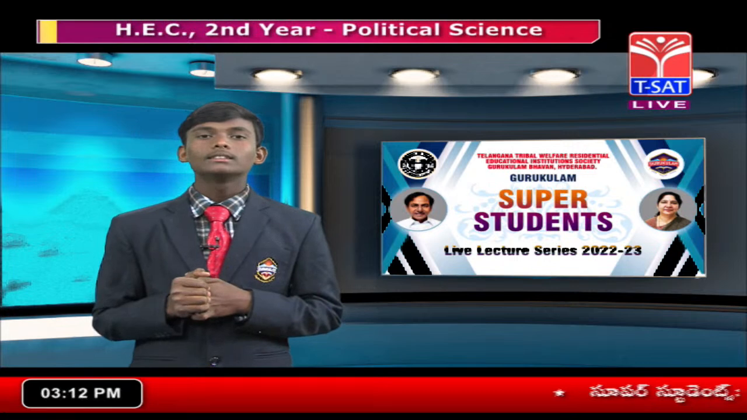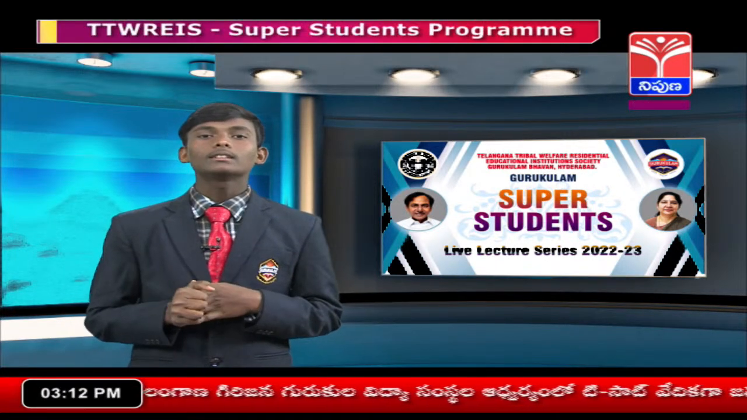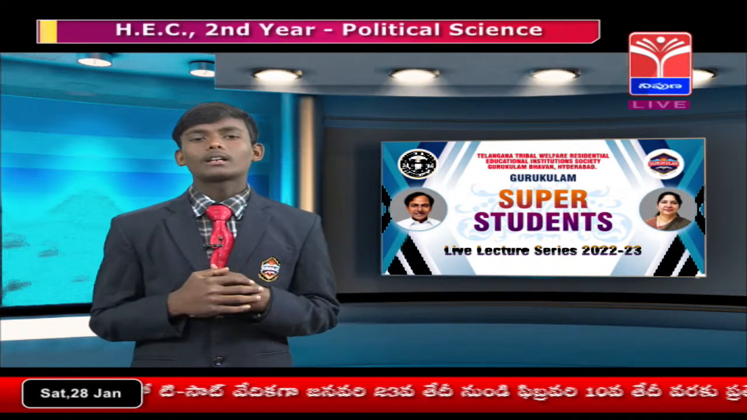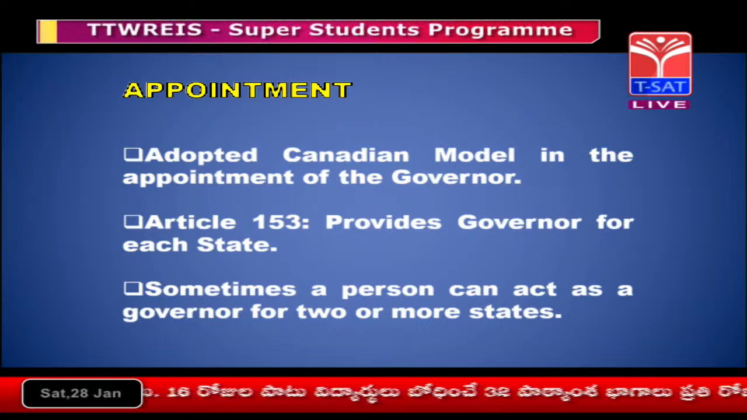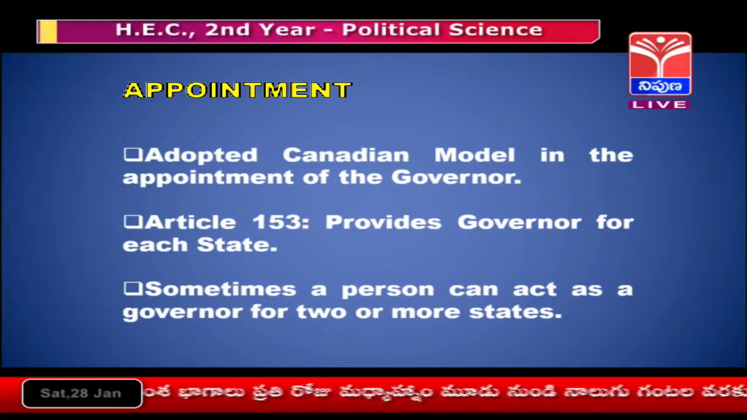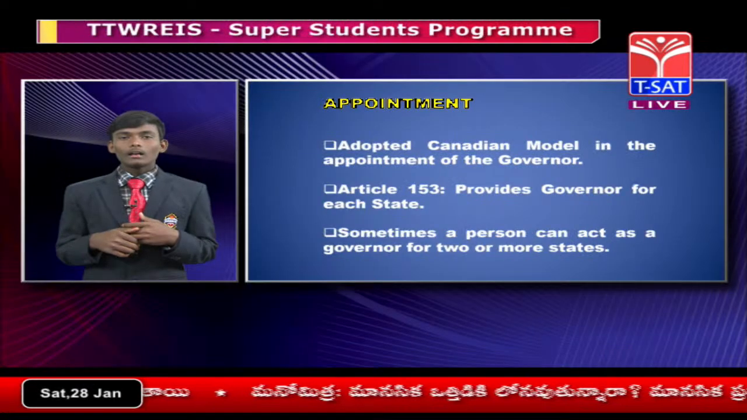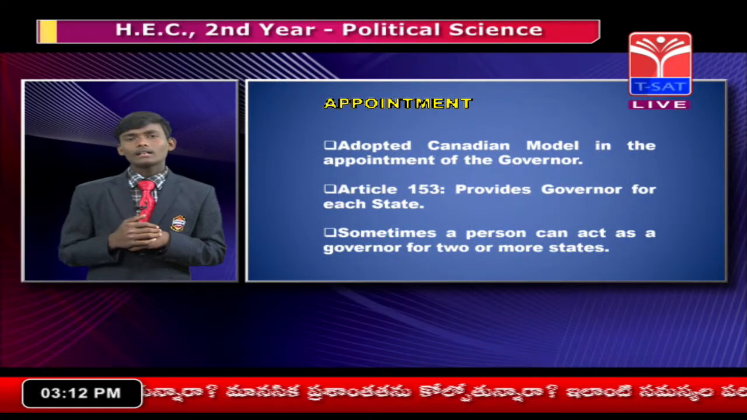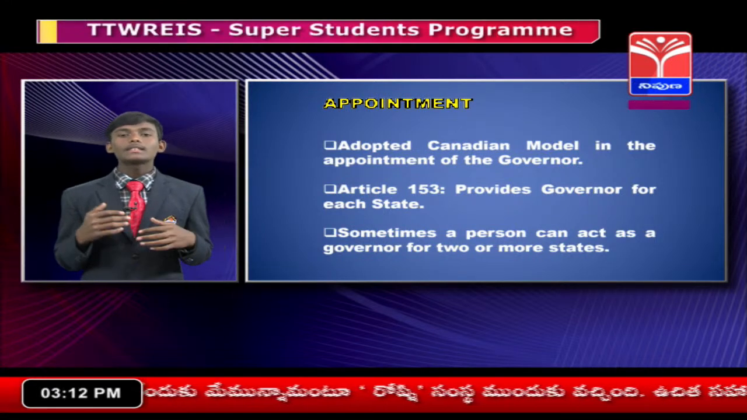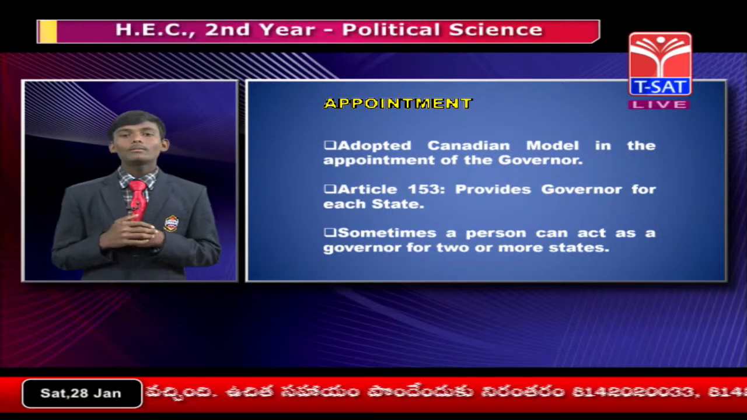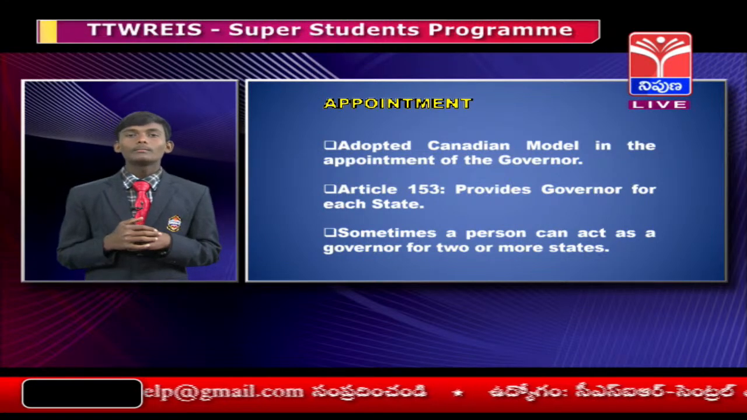These are the introduction about the governor, and next we will move to the appointment of the governor. The makers of our constitution adopted the Canadian model in the appointment of the governor. According to Article 153 of our constitution, every state has one governor. However, sometimes a person can act as governor for two or more states, on the directive of the President.